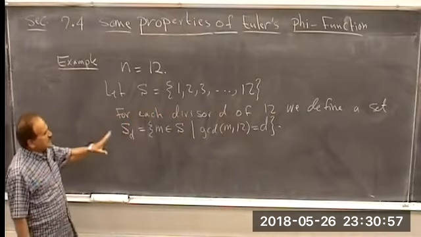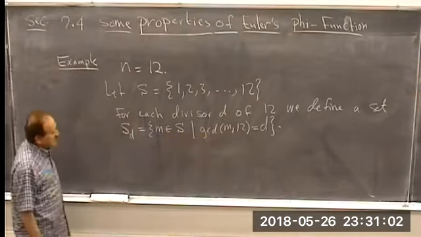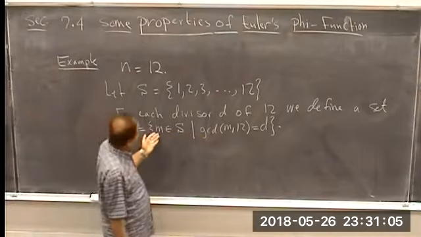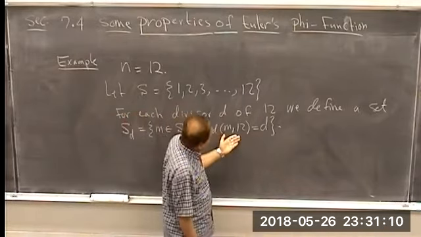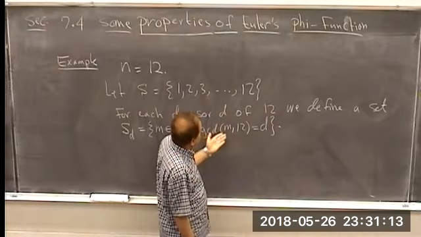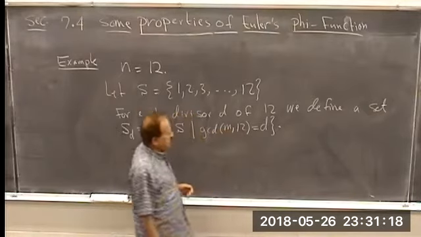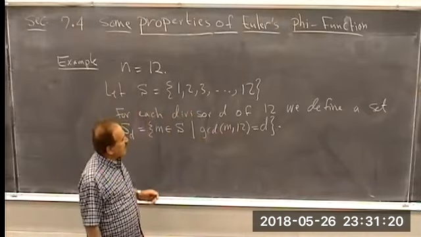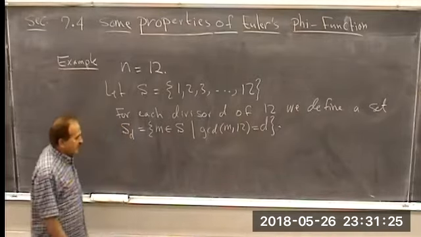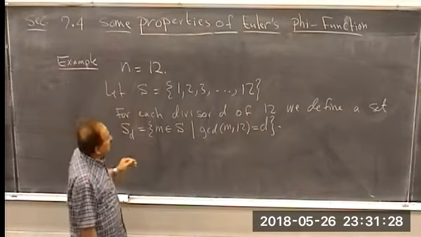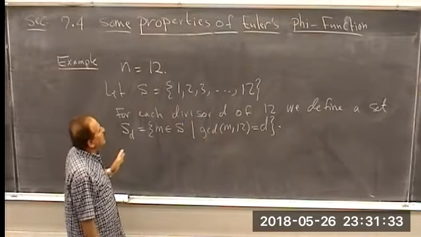All right, so for each divisor, we're going to define a subset associated with this divisor to be those integers m from 1 to 12 such that the greatest common divisor of m and 12 is equal to d. We're going to see that these sets actually partition S, which means an element in S belongs to one and only one of them.